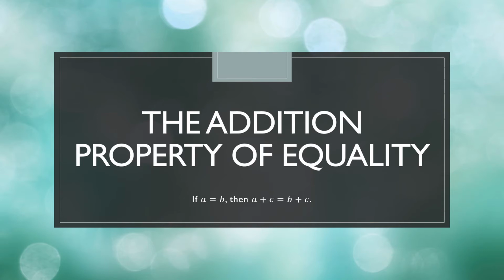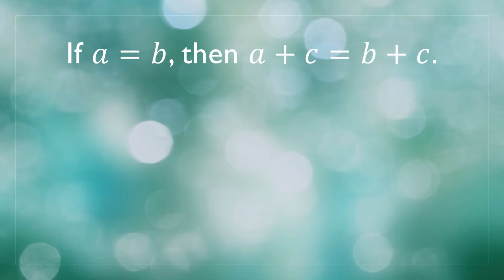Today we're going to talk about the addition property of equality. This property states that if A equals B, then A plus C equals B plus C. If we have a general equation, A equals B, A representing the left-hand side and B representing the right-hand side, we know that A is equal to B because that's what an equation is, two things that are equal to each other. Then if we decide to add the same number, in this case C, to both sides of the equation, then the equation is still going to be equal.